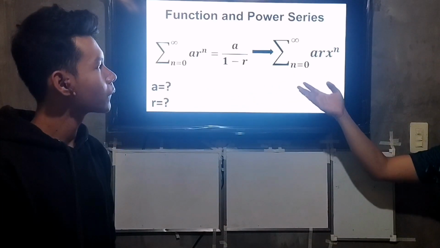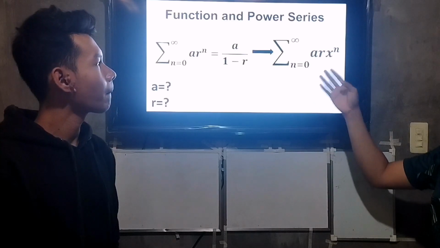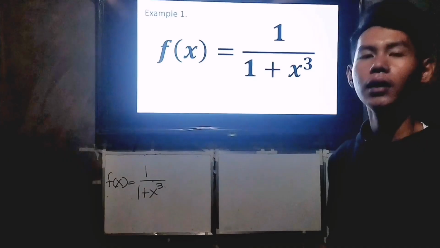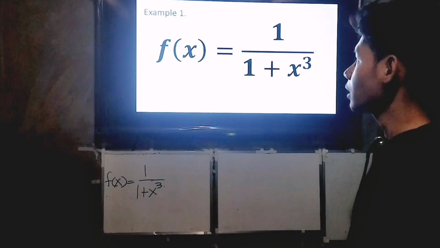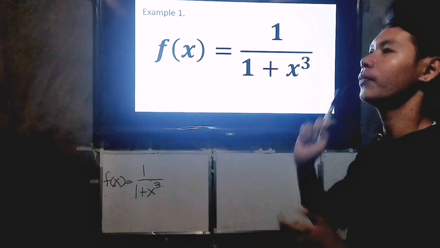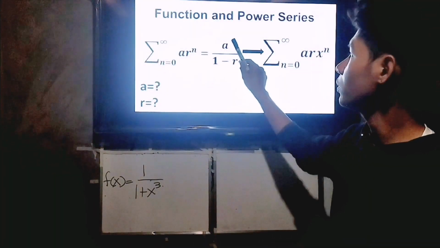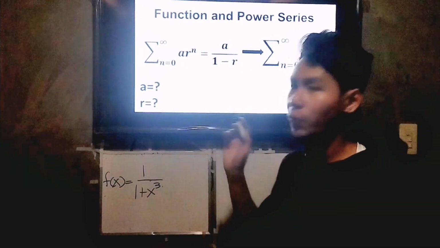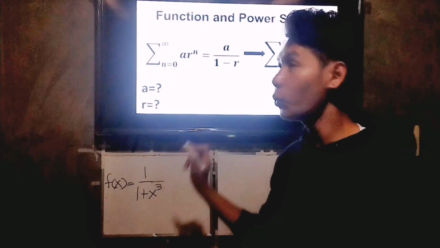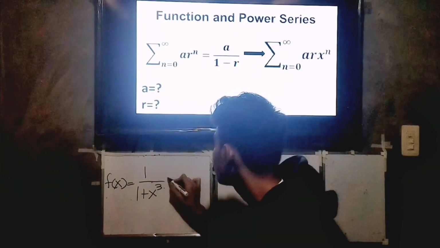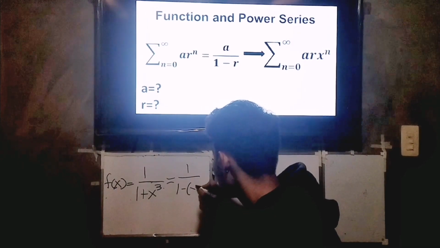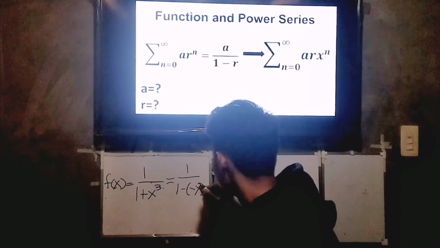So the formation is the summation of a r x raised to the power of n, from n equals 0. Now, let's proceed to our first example, where our function is 1 over 1 plus x cubed. First, we need to write the function into this form. Always remember that if we multiply by a negative sign, it becomes positive. So we can write this as 1 over 1 minus negative x cubed.